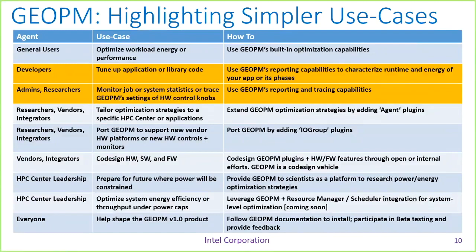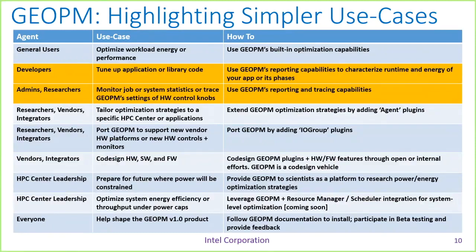Admins and researchers may also be interested in using GEOPM for monitoring. You can monitor job level aggregated statistics or even system statistics if we glue GEOPM into a broader system monitoring framework. And all you need for that is GEOPM's reporting and tracing capabilities. We do actually support some tracing, so every control interval in GEOPM, you can get a dump of the signals that is collected from the hardware or from instrumentation of the software. You can also get a sense of what settings it applied to the hardware control knobs and leverage that for monitoring purposes.